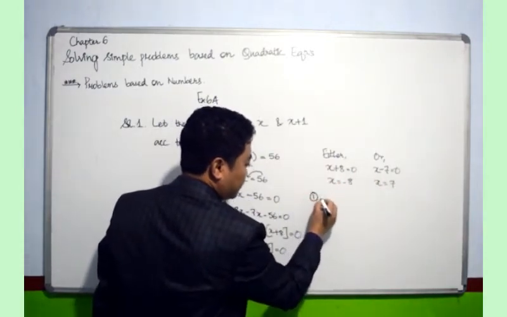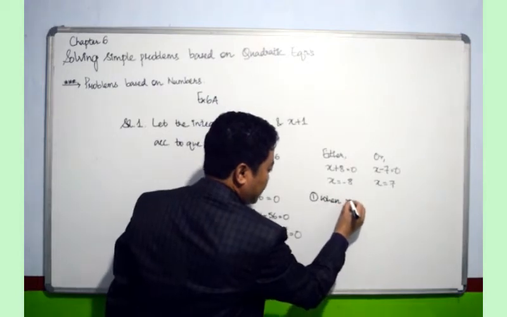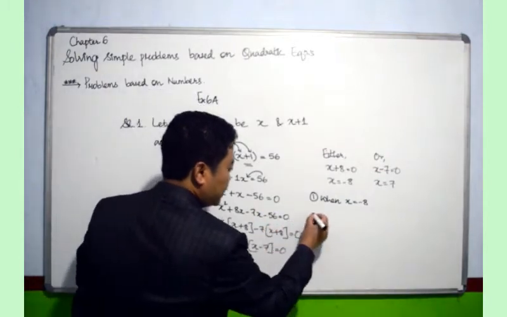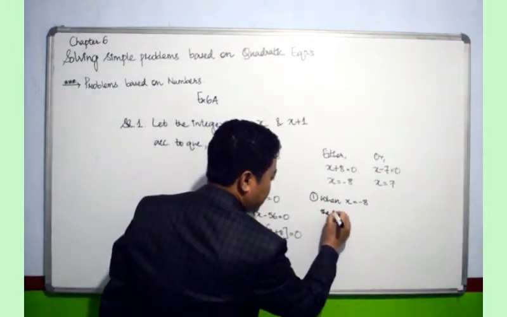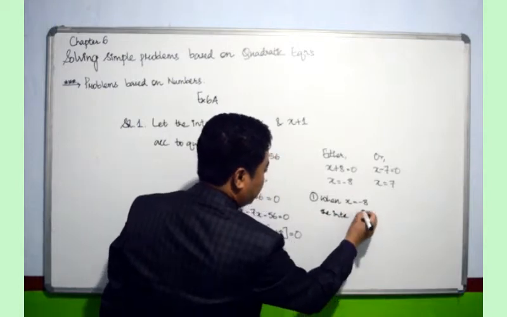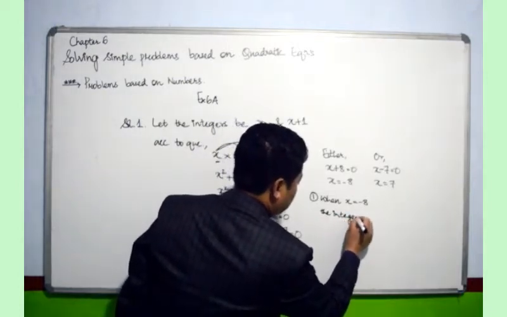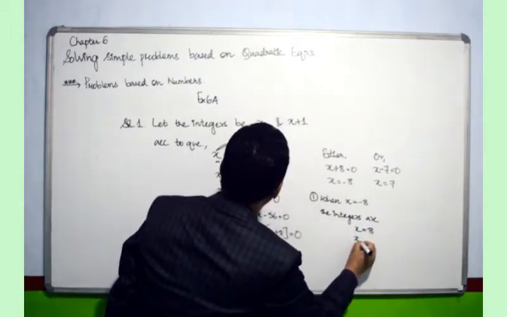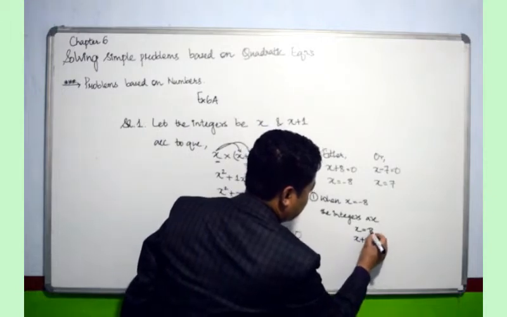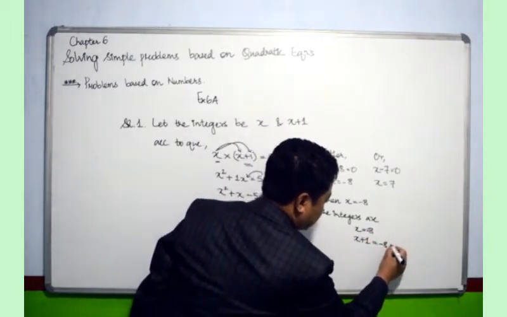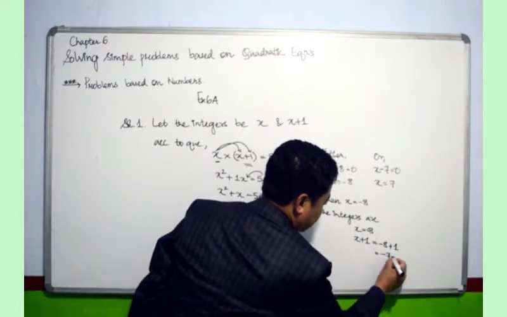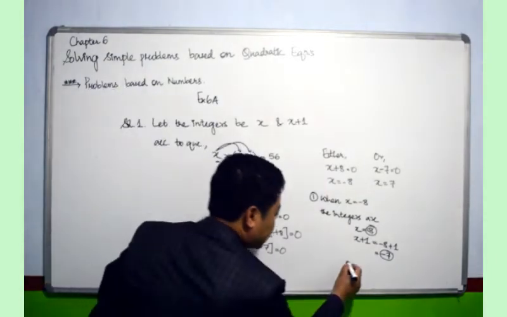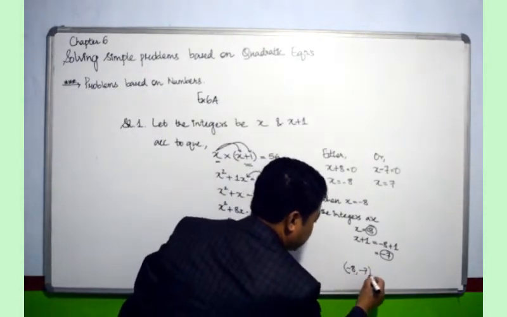First, when x equals minus 8, that is if the value of x is minus 8, then what are our integers? You have to write it this way: when x equals minus 8, the integers are x and x plus 1, that is minus 8 and minus 8 plus 1, which gives minus 7. So one pair of integers is minus 8 and minus 7.